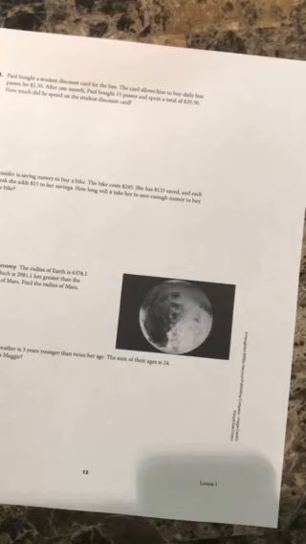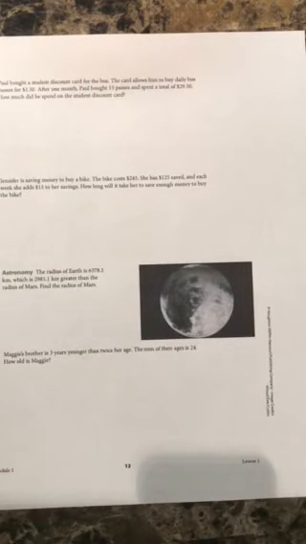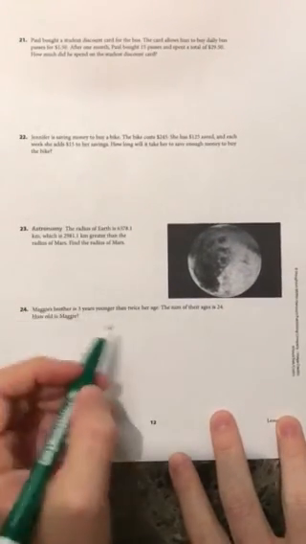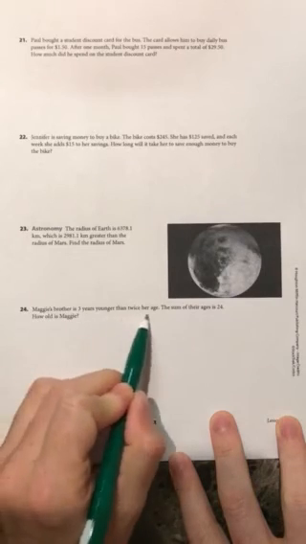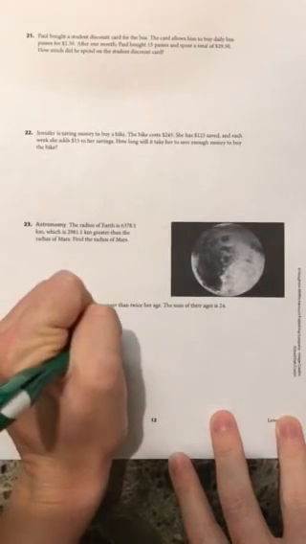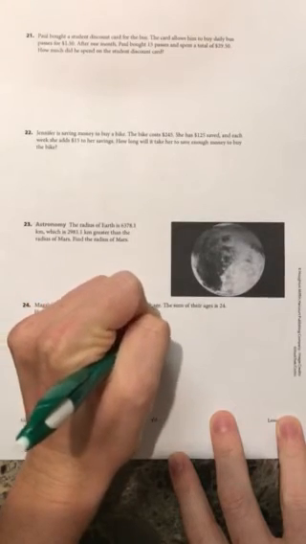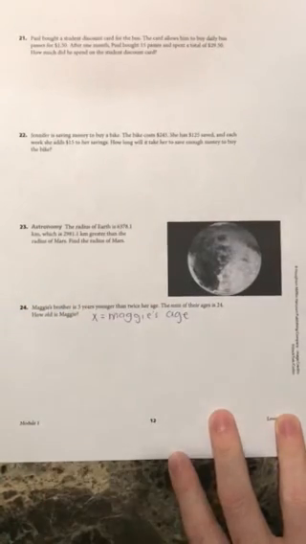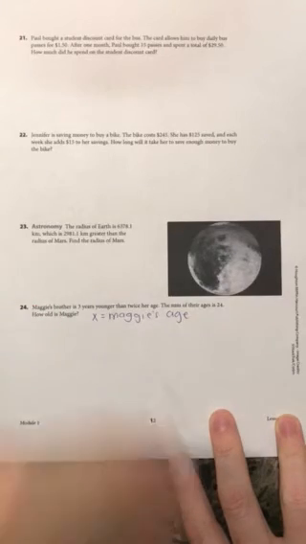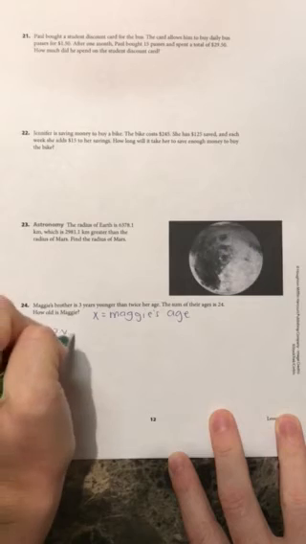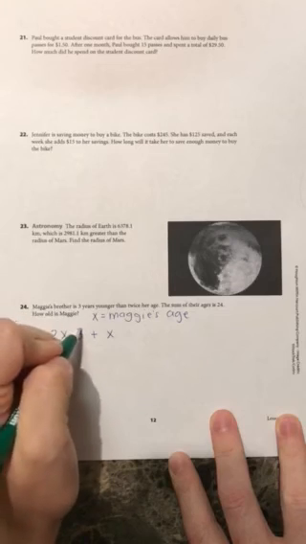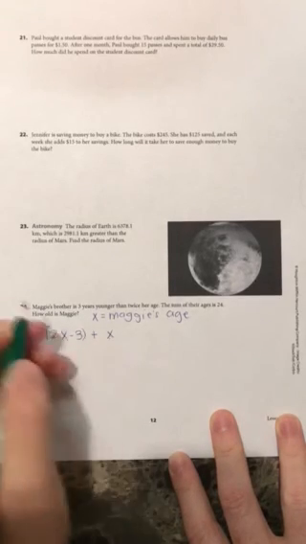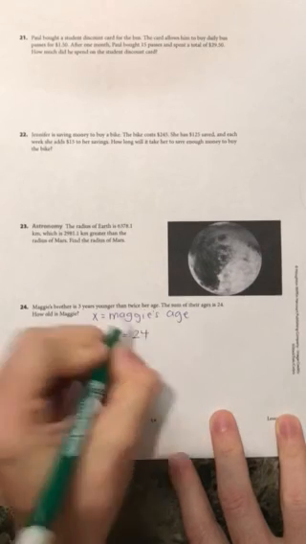And last one is number 24. It says Maggie's brother is 3 years younger than twice her age. The sum of their ages is 24. We want to know how old is Maggie. So I'm going to say x equals Maggie's age. Her brother is 3 years younger than twice her age. So that's going to be 2x minus 3. We also have to add in Maggie, okay? So this right here is Maggie's brother. This is Maggie's age, and together it is 24, okay?